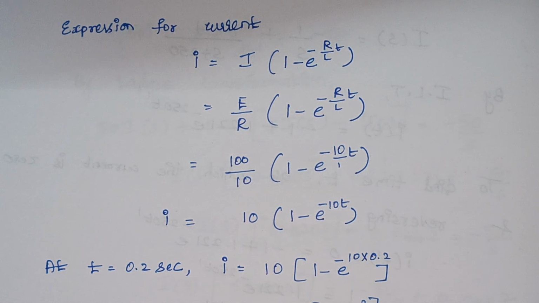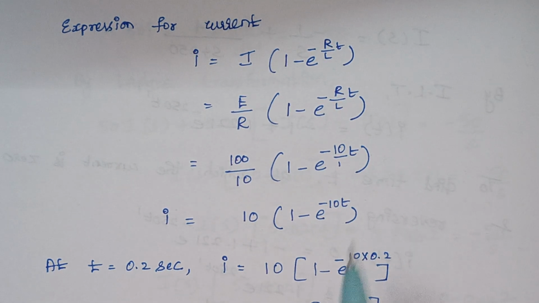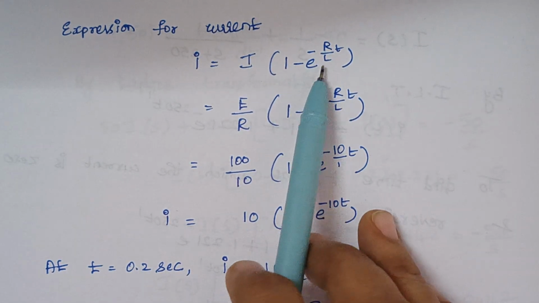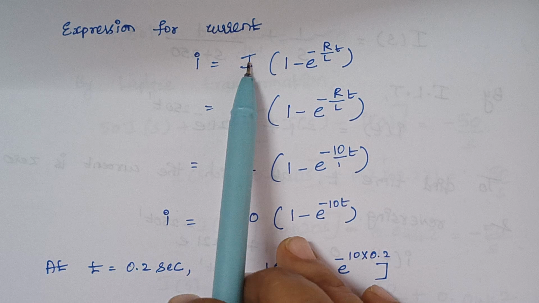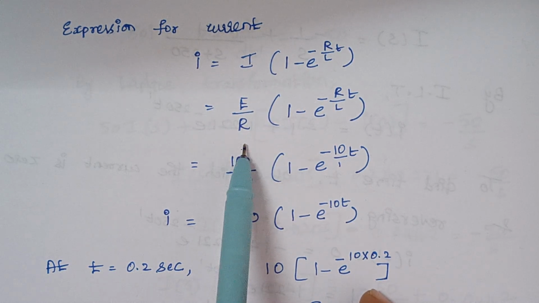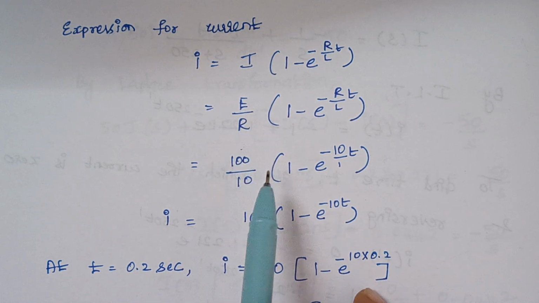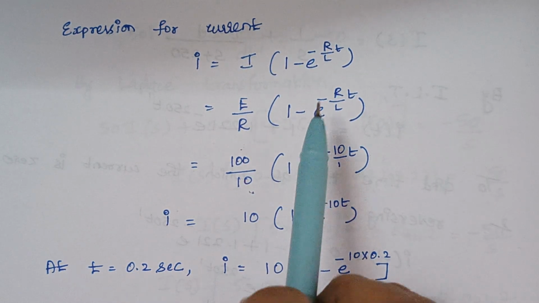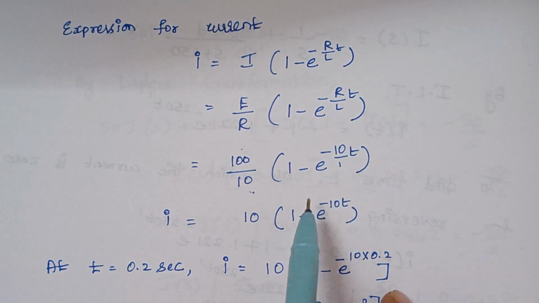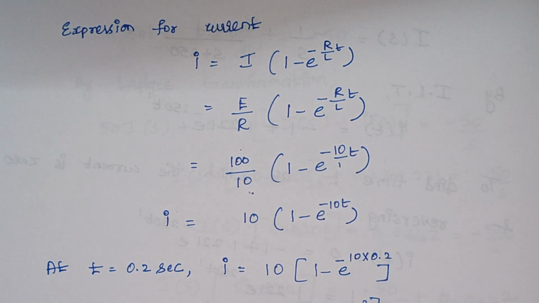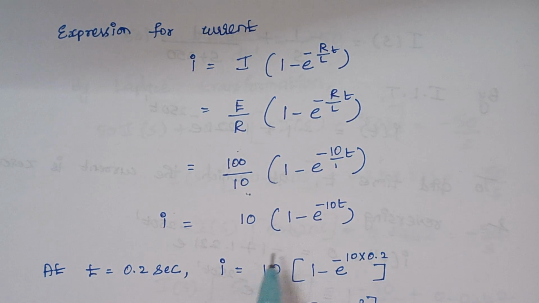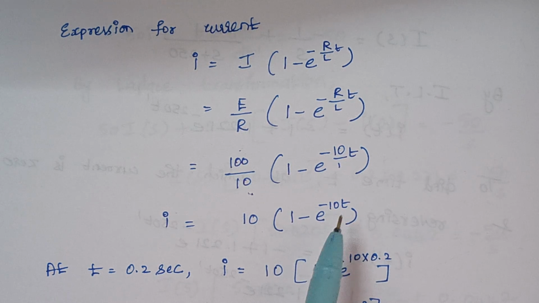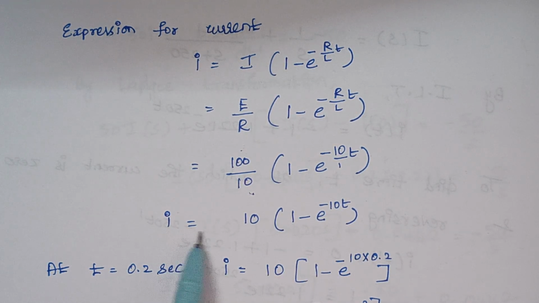As we all know, the expression for current is given by i is equal to I into 1 minus e to the power minus R by L t, and this I is nothing but E by R. So what is the value of E? It is 100, and what is the value of R? It is 10. In this case R is 10, L is 1. So just substitute, and finally this is our expression for current: i is equal to 10 into 1 minus e to the power minus 10t.